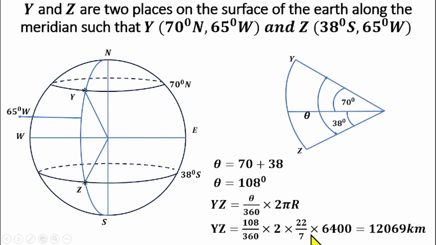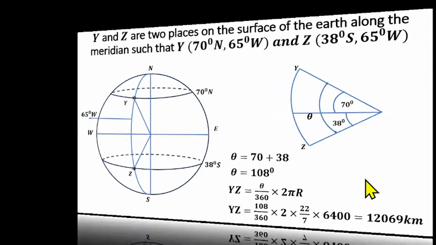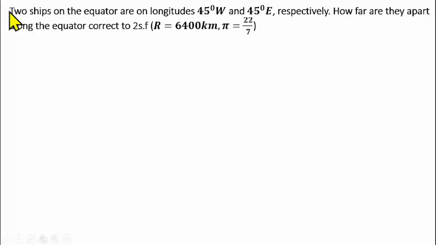If you substitute, you'll have 108 divided by 360 times 2 times 22 over 7 times 6,400, which is your radius of the Earth. And if you simplify that with your calculator, that gives us 12,069 kilometers. So that will be the distance between point Y and point Z along that great circle, which is the meridian 65 degrees west. So that's how to use the formula to find the distance between two points along a great circle. Let's see something similar to this.